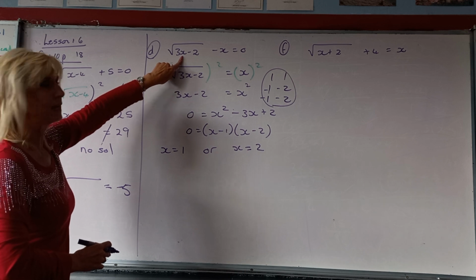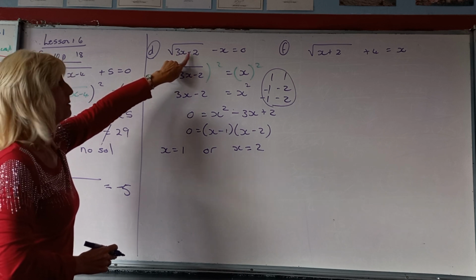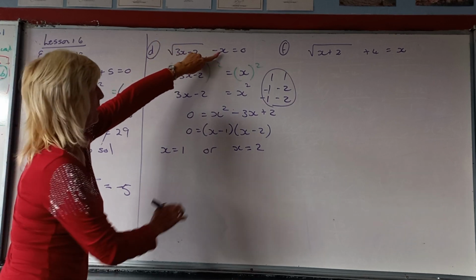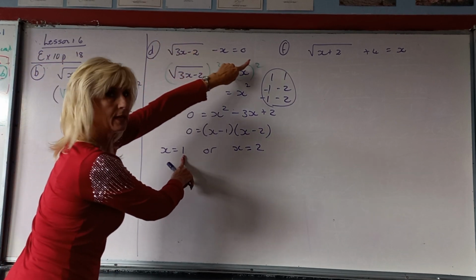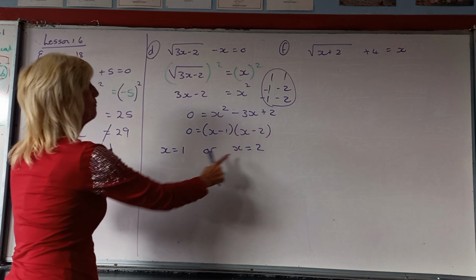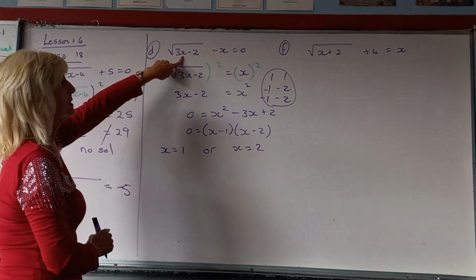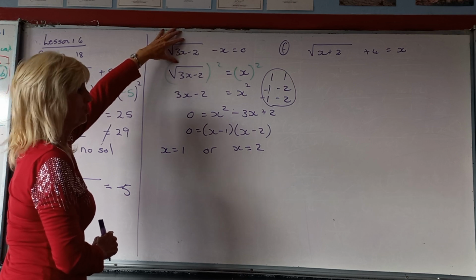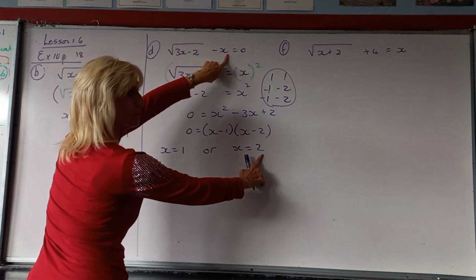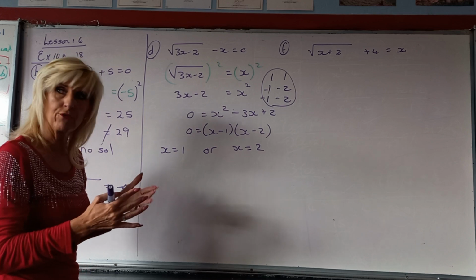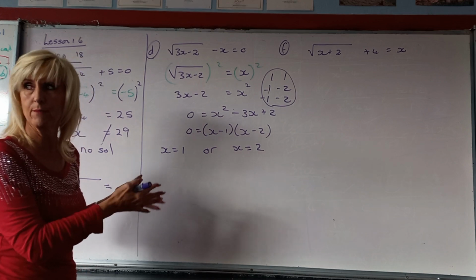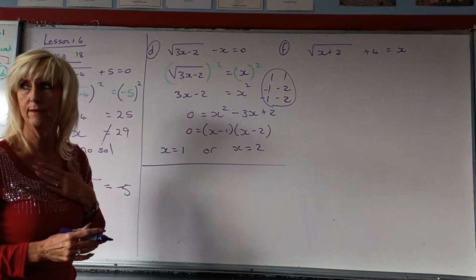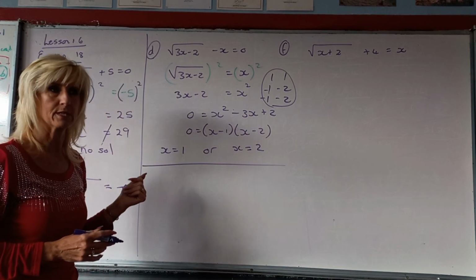So if it's 1 there, 3 times 1 is 3, minus 2 is 1, and the square root of 1 is 1, minus 1 is truly 0. For 2, if it's 2, then it's going to be 6 minus 2 is 4. Square root of 4 is 2, minus 2 is 0. So rarely, but true, both of them are true. So if I did forget to test, I was lucky, because there wasn't one of them that wasn't applicable.